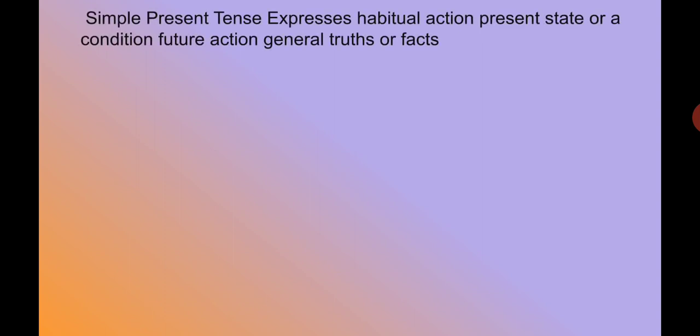Let's see what is simple present tense. Simple present tense expresses habitual actions, a present state or condition, future actions, general truths or facts. This statement refers that simple present tense expresses our habits, statements, conditions of future actions, general truths or facts. In this type of sentences, we use simple present tense.